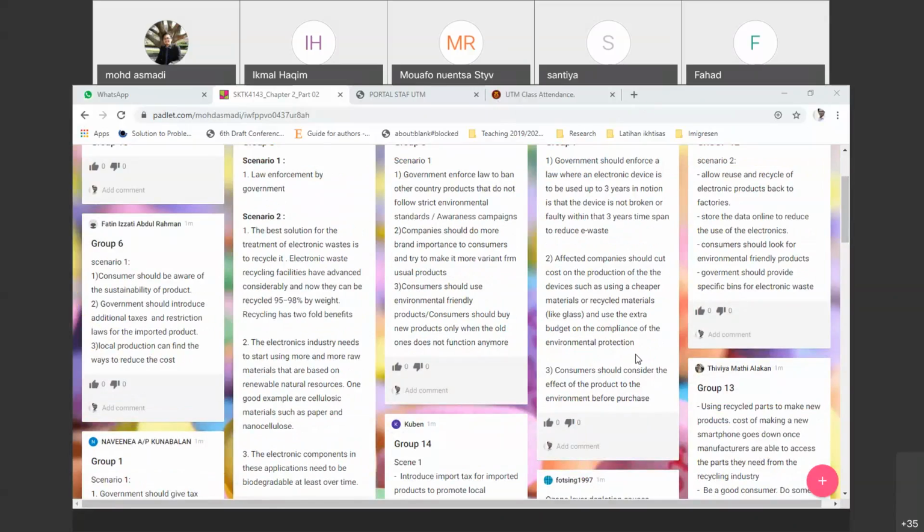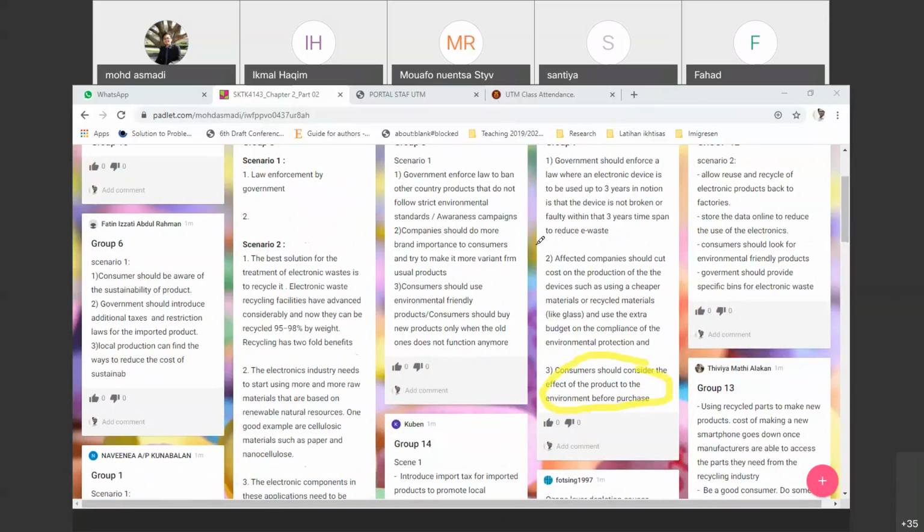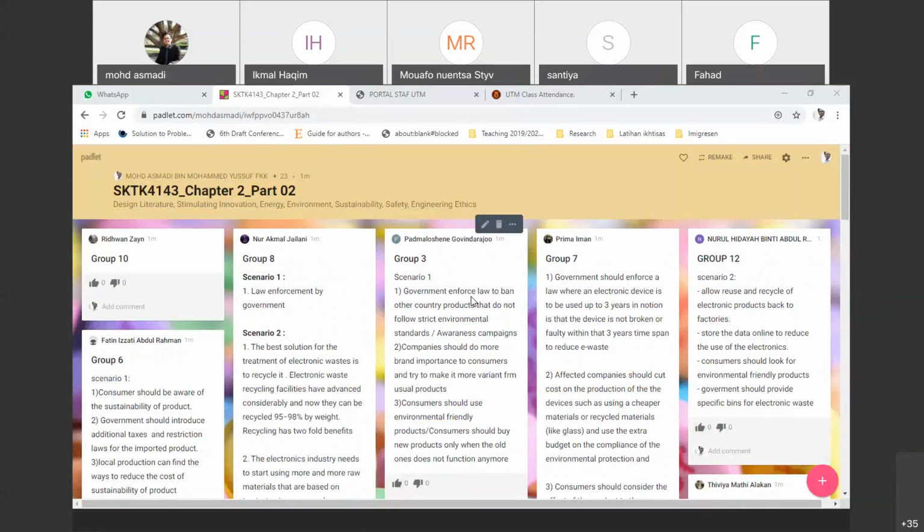Okay, consumers should consider the effect of product environmental pollution. That's good. If you want to continue, you can continue to push in the Padlet. Okay, and we have a 5 minute break before we continue.